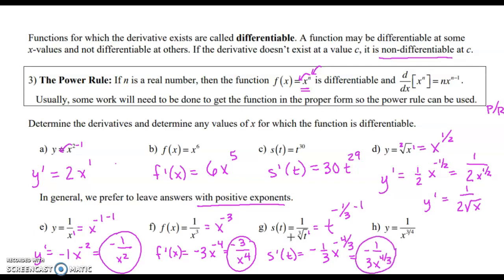They probably wouldn't change that back to root, but just be flexible. And our last example starts out, and our derivative is negative 3/4 x, subtract 1. And so we get negative 3 over 4x to the 7 over 4.